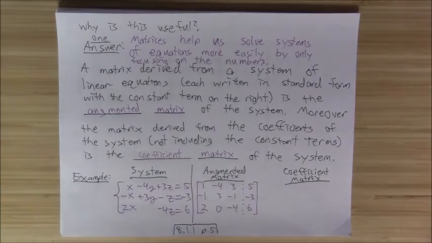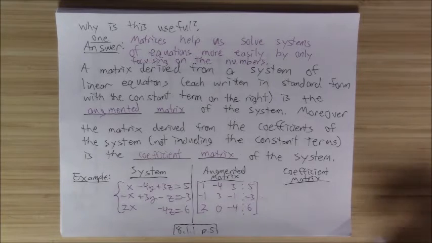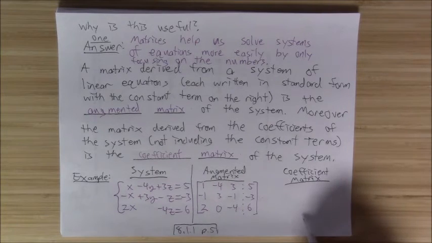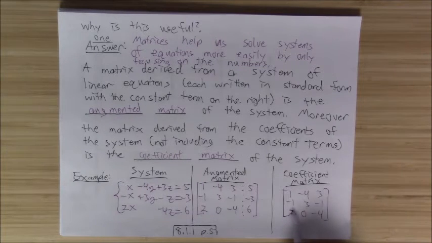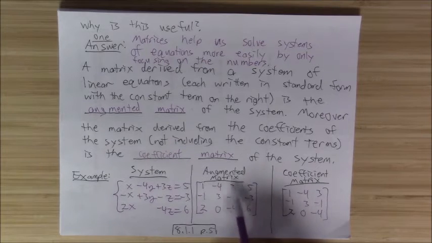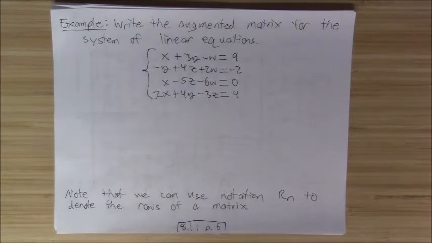Similarly, the coefficient matrix is easy. We just drop all the constant terms. Namely, we would have the following as the coefficient matrix: 1, -4, 3, -1, 3, -1, 2, 0, -4, which again is just this whole matrix, but we dropped all the constant terms. So let's do a more involved example now.